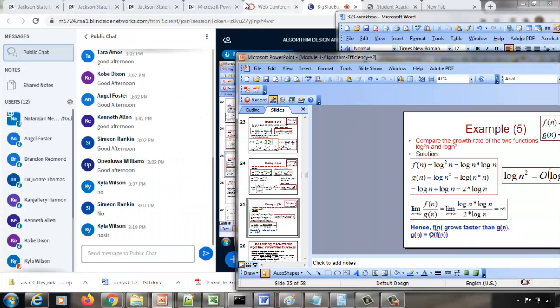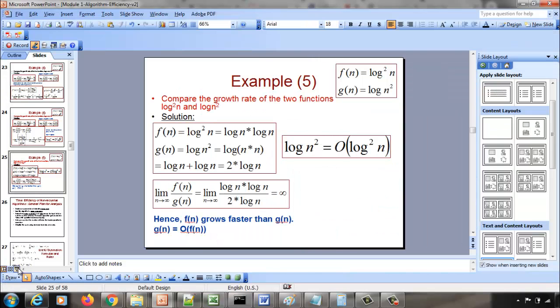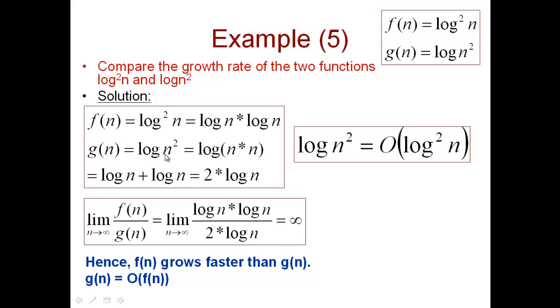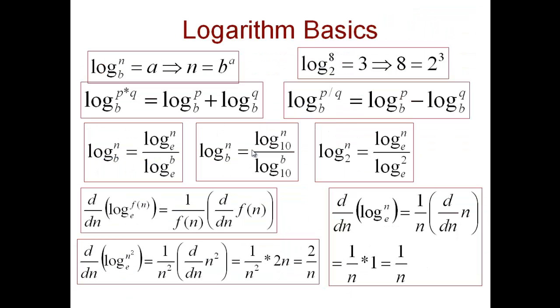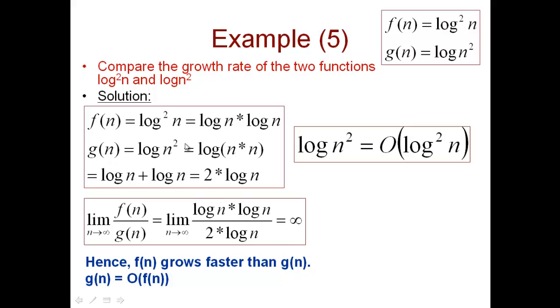Now we know n square is n times n. So log of n times n is like what? Log n plus log n. So last time we saw a logarithm formula: log p times q, any base, doesn't matter what base it is, is log p to that base plus log q to that base. So that's what we're going to use here. Log n times n is log n plus log n. So that is 2 log n. It's like a plus a is 2a.